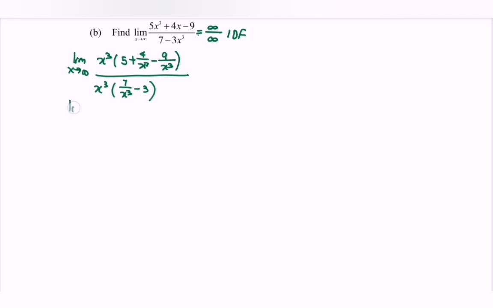Simplify the situation. So the limit as x approaches positive infinity: we will have (5 plus 4 over x squared minus 9 over x cubed) over (7 over x cubed minus 3). If we substitute, 4 over x squared is 4 over infinity, so we will obtain 0. The same goes for negative 9 over infinity, which is 0. So the value of y will be approaching negative 5 over 3.